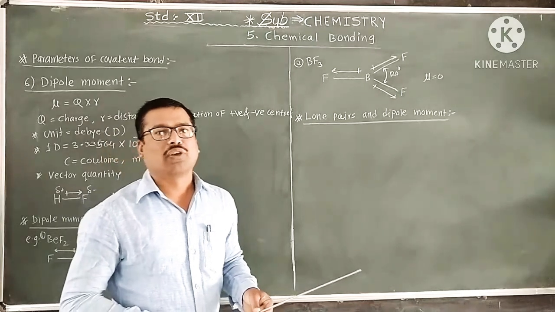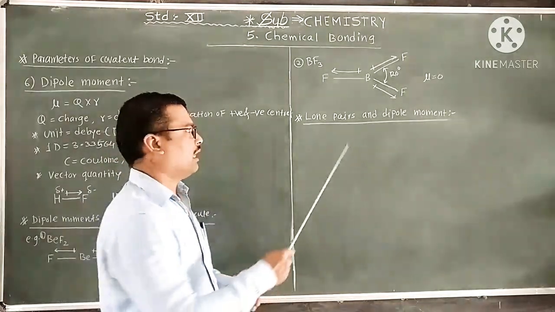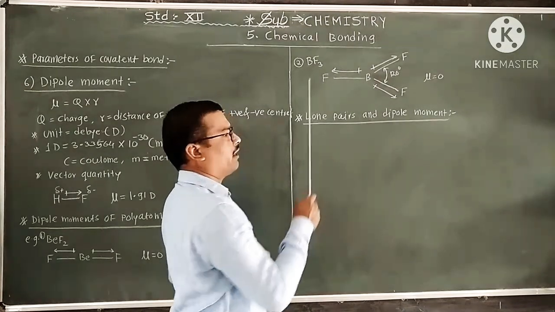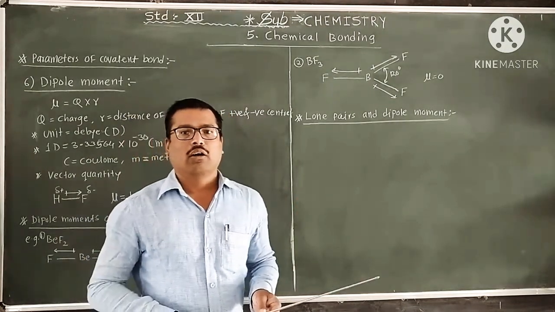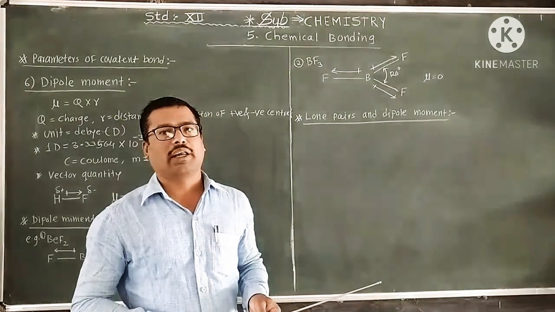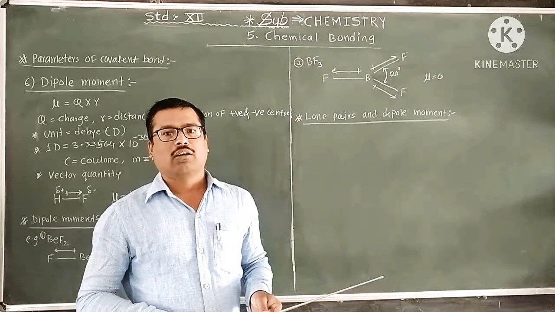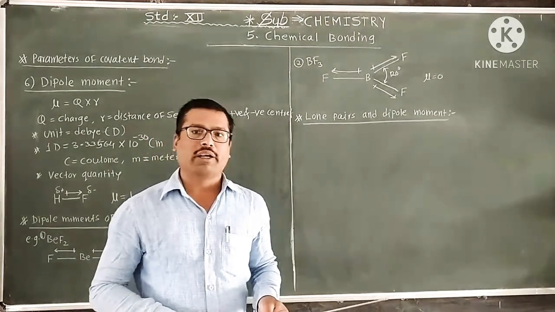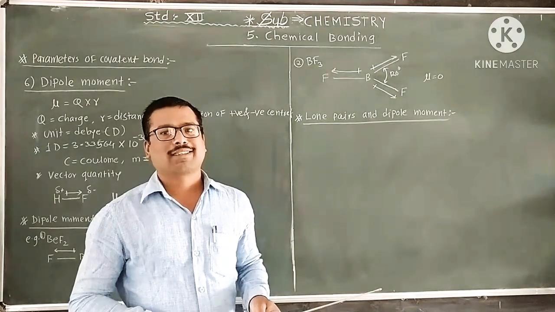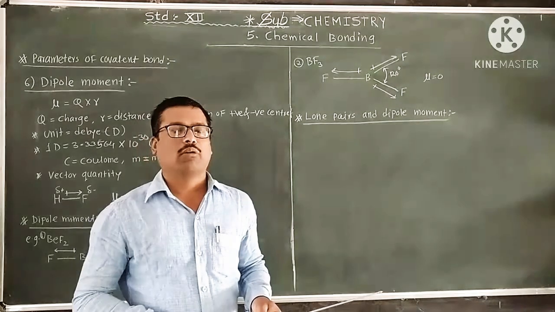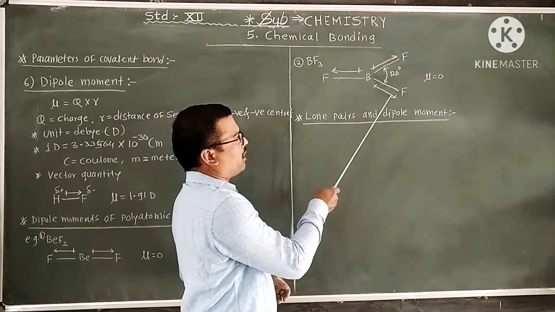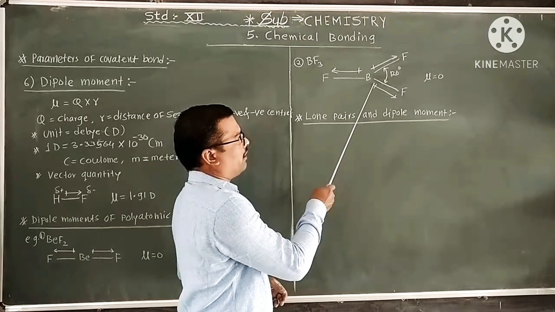In the three BF polar bonds, three boron-fluorine bonds are formed here. This is one, this one, and this one. The three boron-fluorine bonds are oriented at a 120 degree angle with each other, and the sum of any two bond moments is equal and opposite to the third. Therefore, the sum of the three boron-fluorine dipole moments is 0. Here the fluorine attracts electrons towards itself.